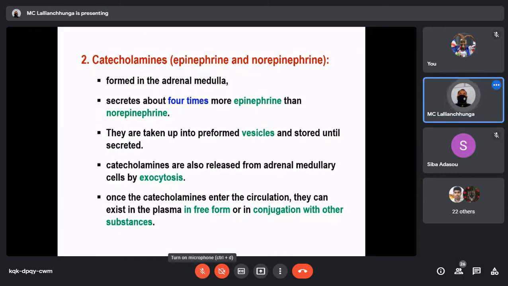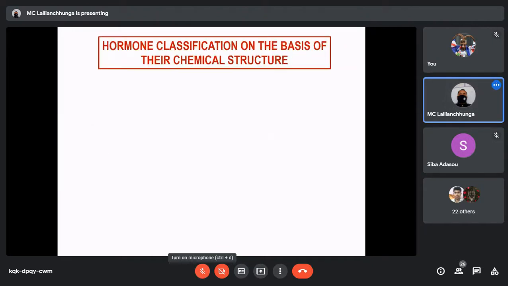Once the catecholamines enter the circulation, they can exist in the free form or in conjugation with other substances. Some of them will be in the free form, just like the protein hormones. Some of them will bind to their carrier molecules. So again, one more classification. That was the conventional classification of hormones: peptide hormones, steroid hormones, and amino acid derived hormones. Now this is somewhat a biochemical classification: hormone classification on the basis of their chemical structure.